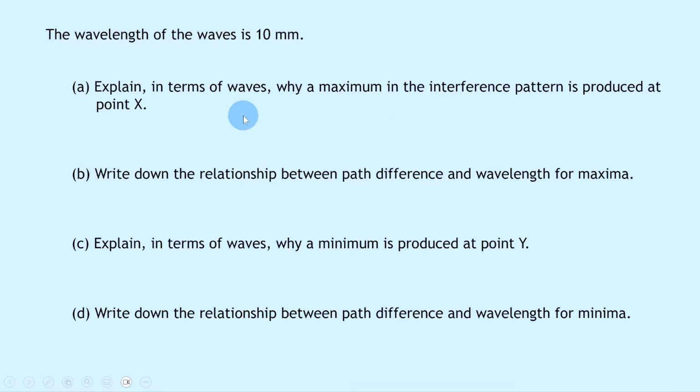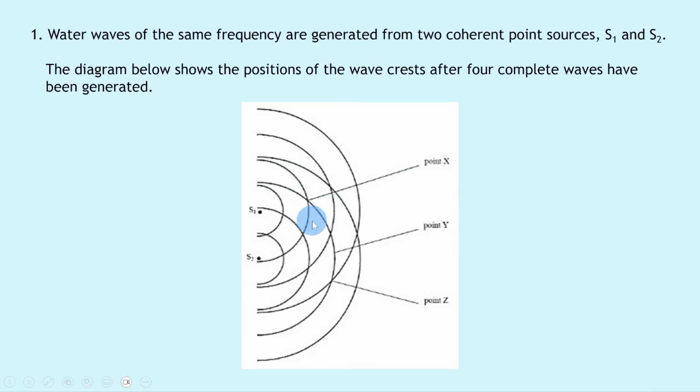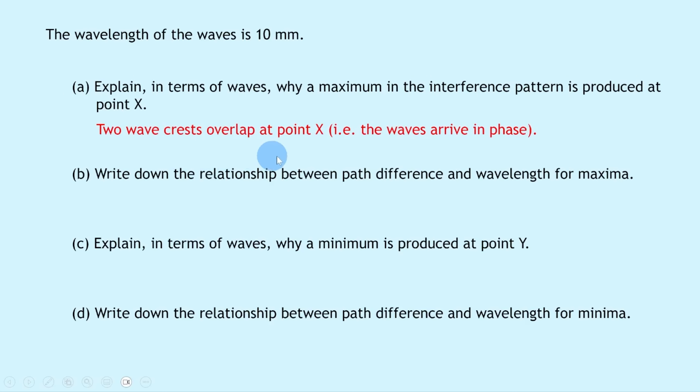Part A says explain in terms of waves why a maximum in the interference pattern is produced at point X. Well, if we look at point X, we've got two semicircular lines overlapping, and remember we're saying these show the position of the wave crests. So we must have a crest meeting a crest at point X, and therefore it must be a point of constructive interference. So we can say that two wave crests overlap at point X, i.e. the waves arrive in phase.